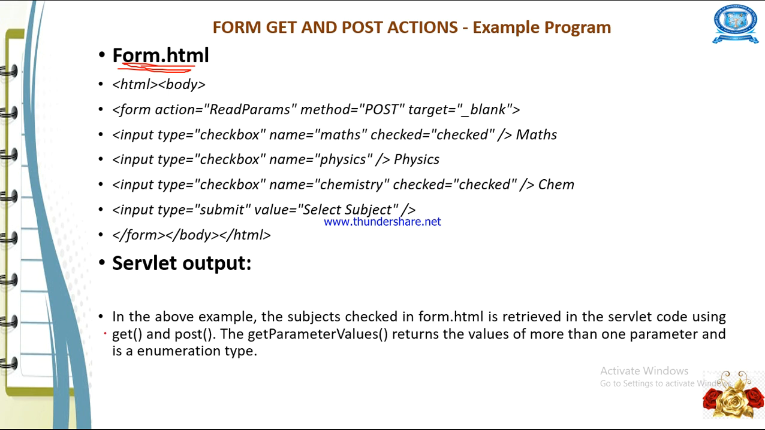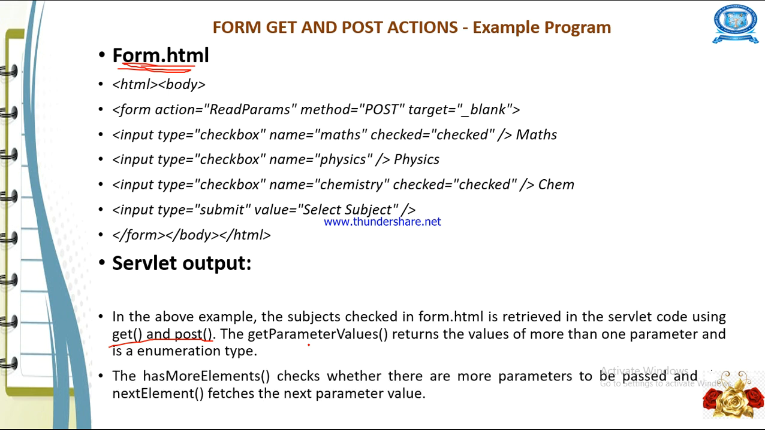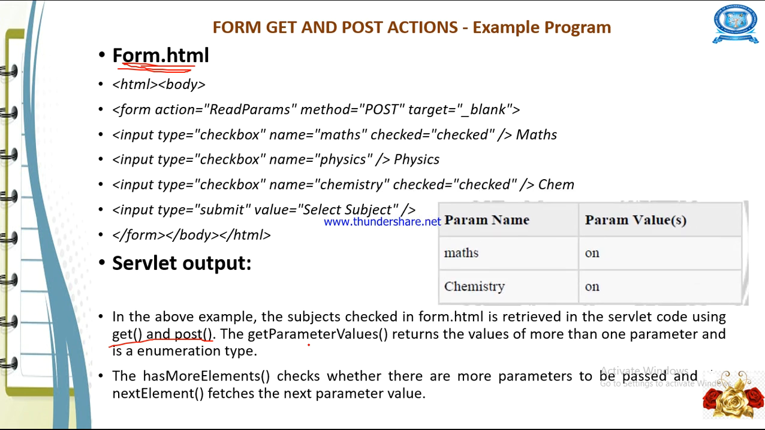So to discuss the functions GET and POST, the getParameterValues returns the values of more than one parameter, in enumeration type. Now the output of this program is by using hasMoreElements, check whether there are more parameters to be passed, and at nextElement, fetch the next parameter value, all the things. Now see the output of this program, parameter name and parameter value, Maths on, Semester on. This is our sample output of this program.